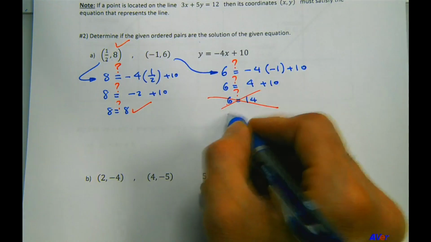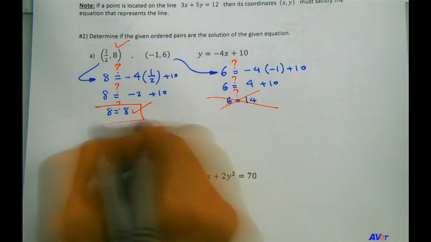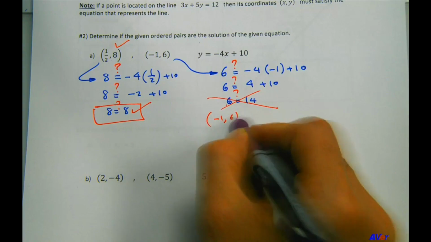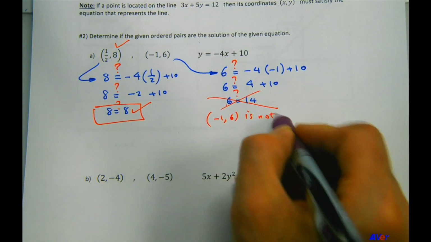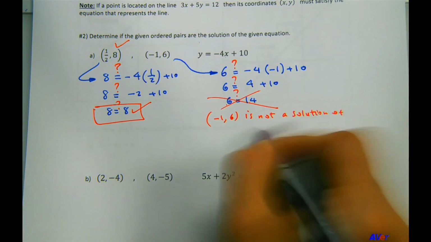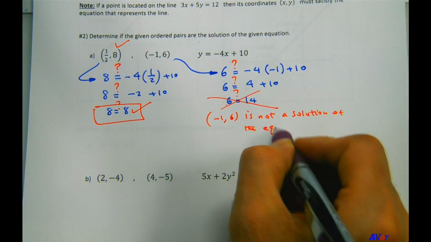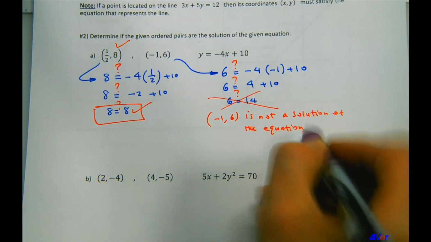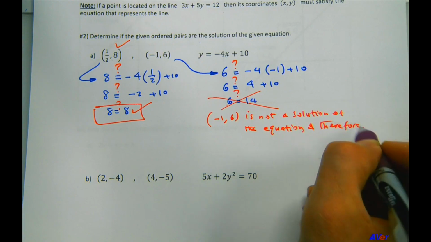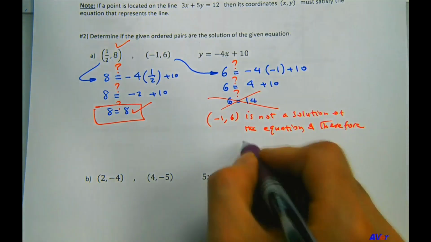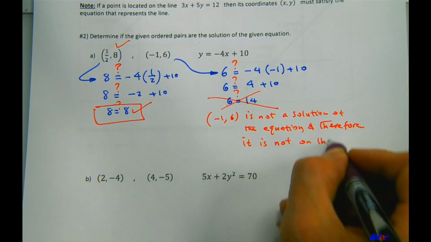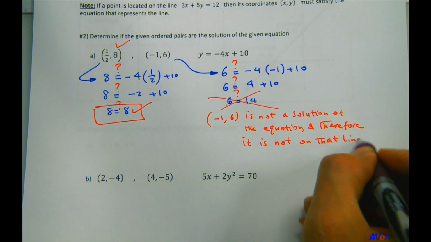So this is okay, but minus 1 comma 6 is not a solution of the equation, and therefore it is not on that line. Okay?